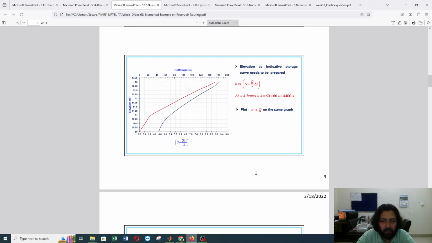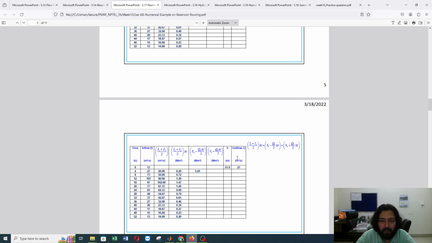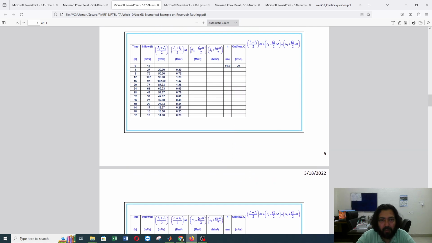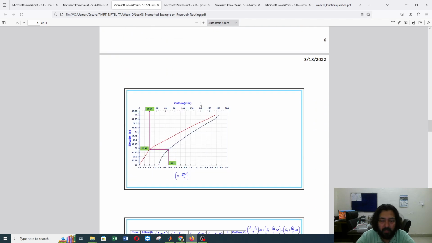So we are going to keep the initial condition as H equals 51 and outflow equals 27, right? And by using H and Q, we are going to calculate the term S2 minus Q delta T by 2, and this term we are getting as 5.012. So how have we calculated this term?